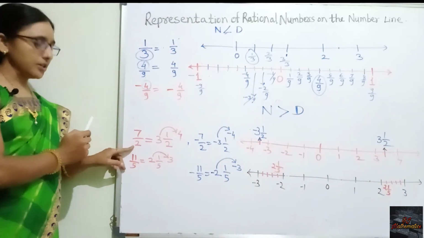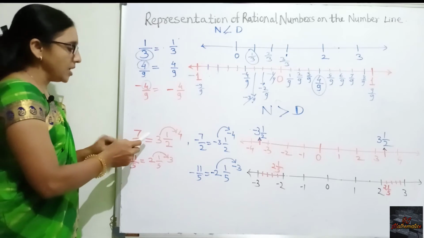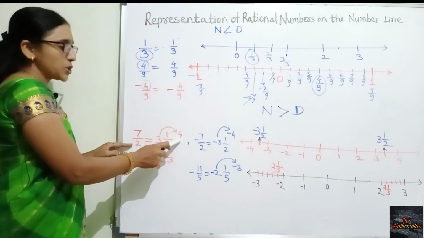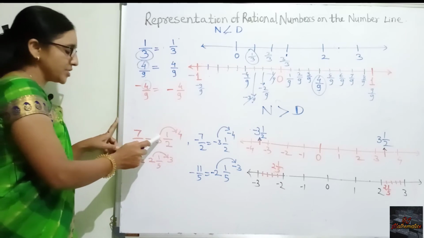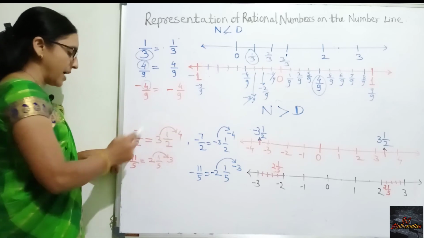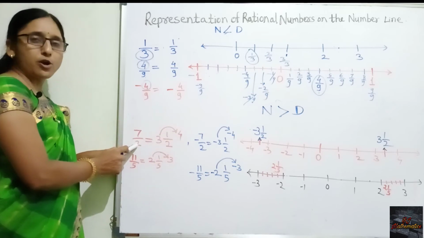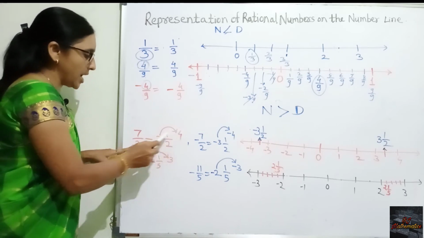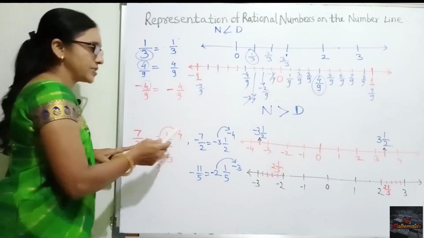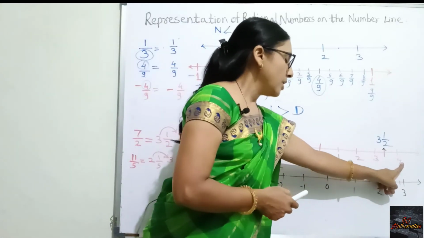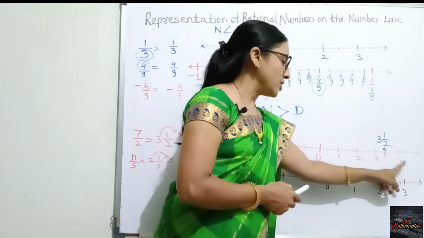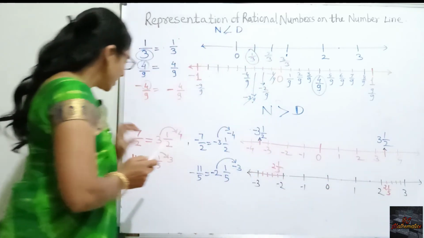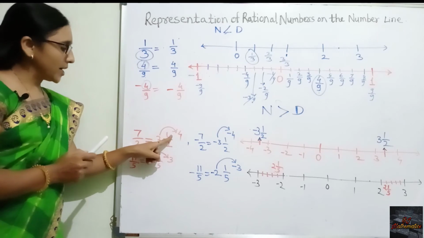The denominator tells us in how many equal parts the unit distance between 3 and 4 is to be divided. Now, the unit distance between 3 and 4 is divided into 2 equal parts as the denominator is 2. So, divide the unit distance between 3 and 4 into 2 equal parts. Here 3 and 4, and the unit distance between 3 and 4 is divided into 2 equal parts: 1, 2.